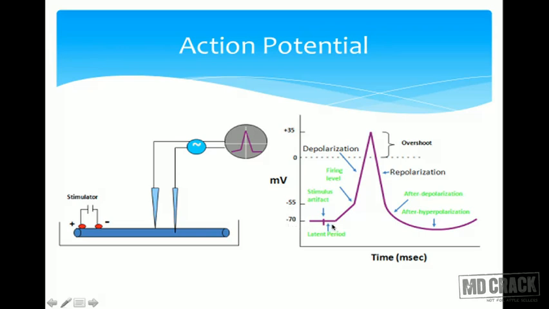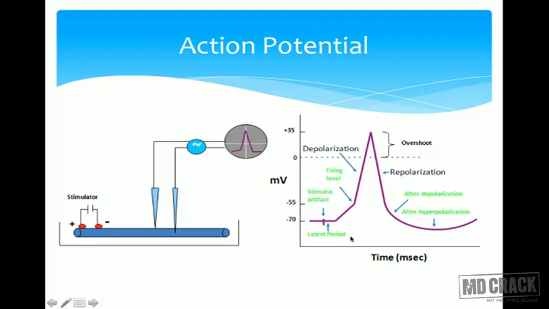Now how much is the normal resting membrane potential? Minus 70 millivolt. So initially the potential was at minus 70 millivolt. And then what we record is this stimulus artifact. Stimulus artifact is recorded because of the leakage of the current from the stimulators, that is, the stimulating electrodes.